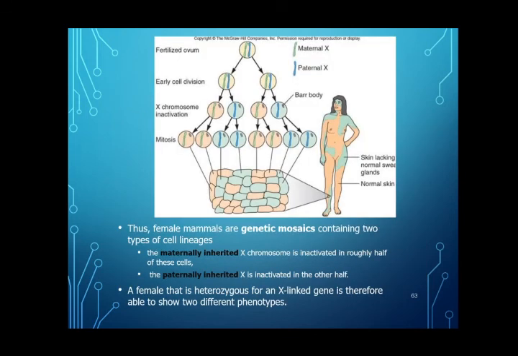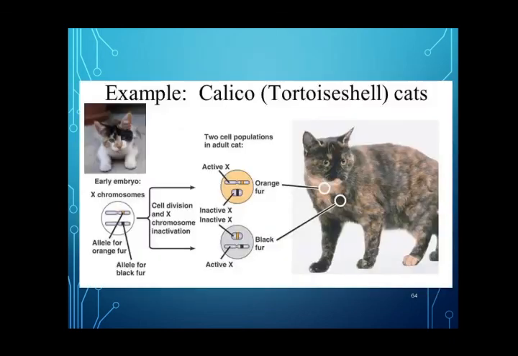Thus, female mammals are genetic mosaics containing two types of cell lineages. The maternally inherited X chromosome is inactivated in roughly half of these cells, and in the other half, the paternally inherited X is inactivated. A female that is heterozygous for an X-linked gene is therefore able to show two different phenotypes.